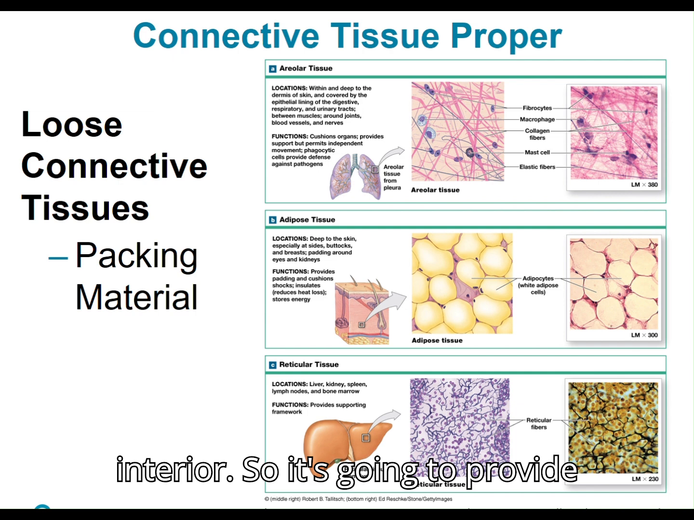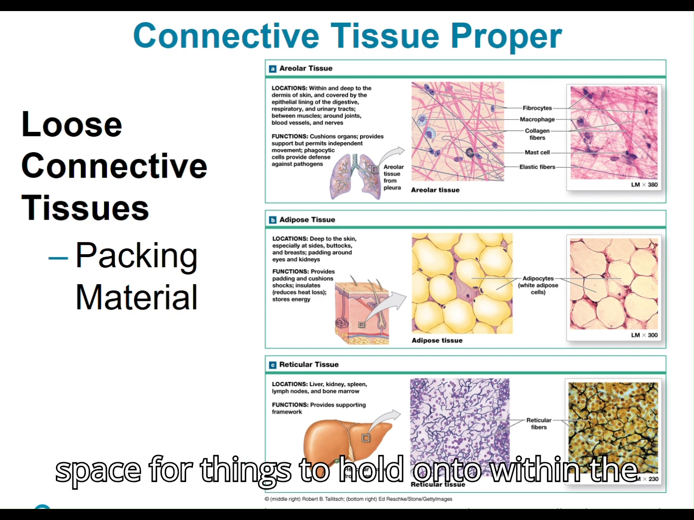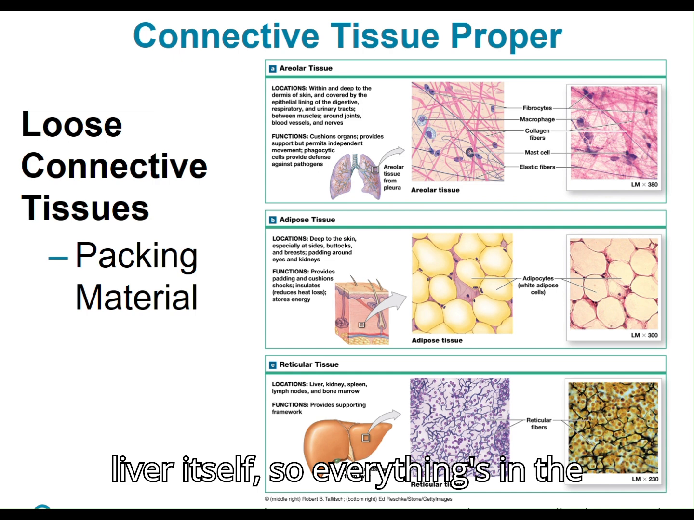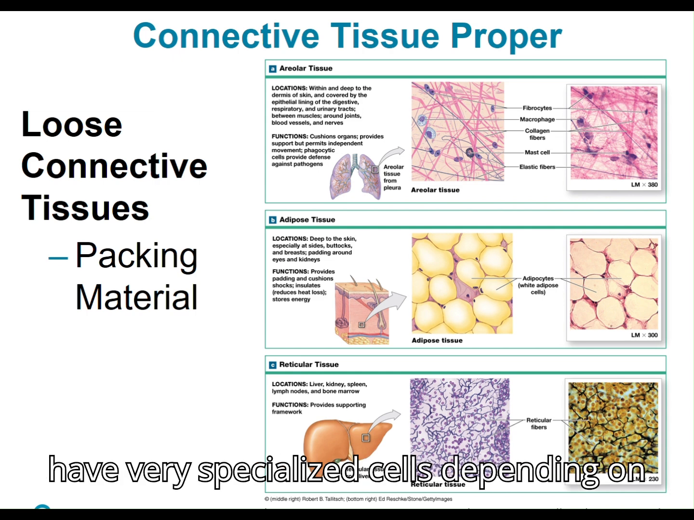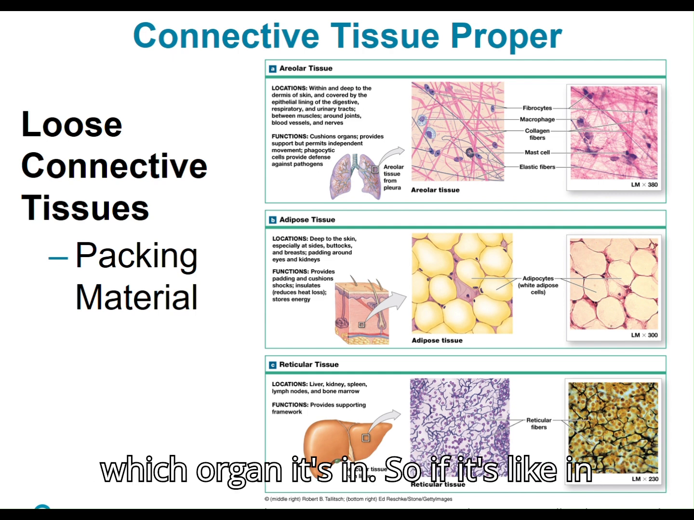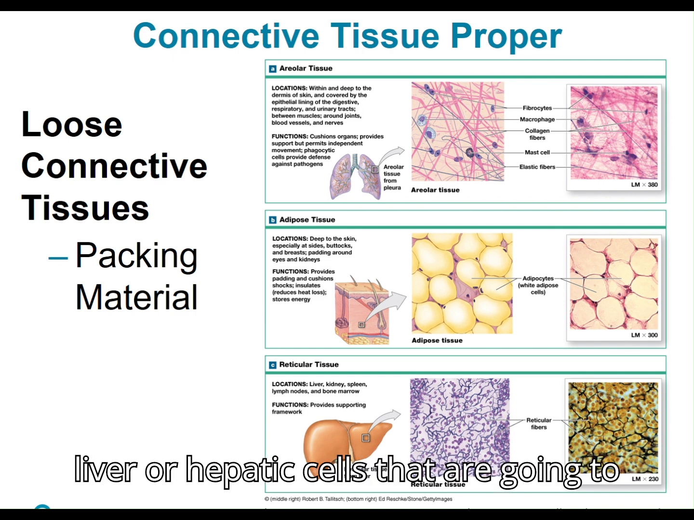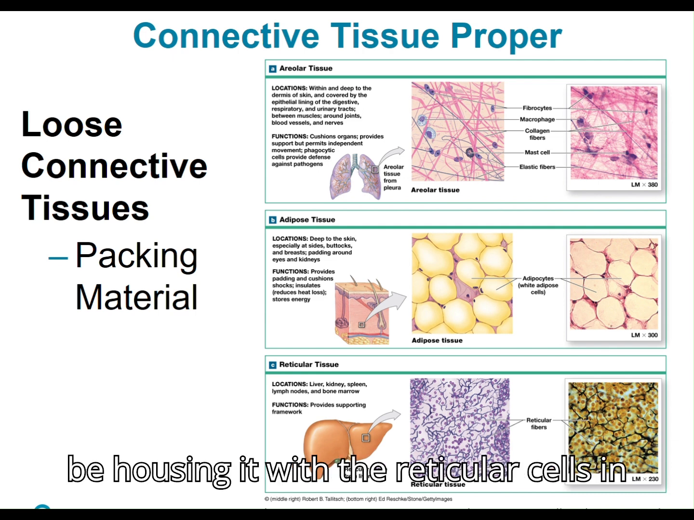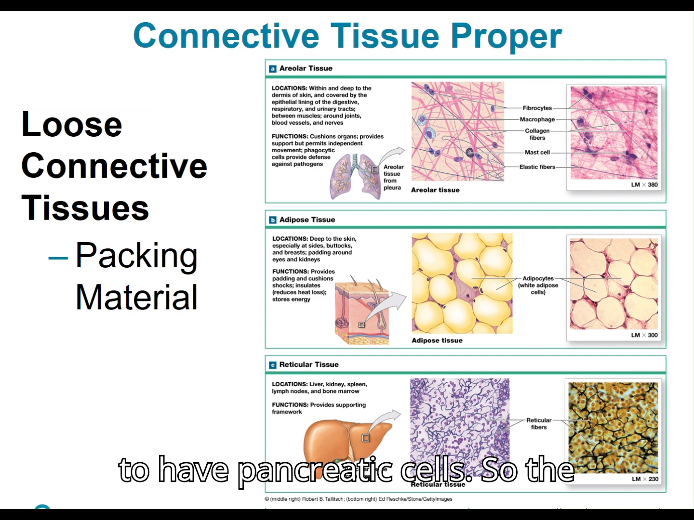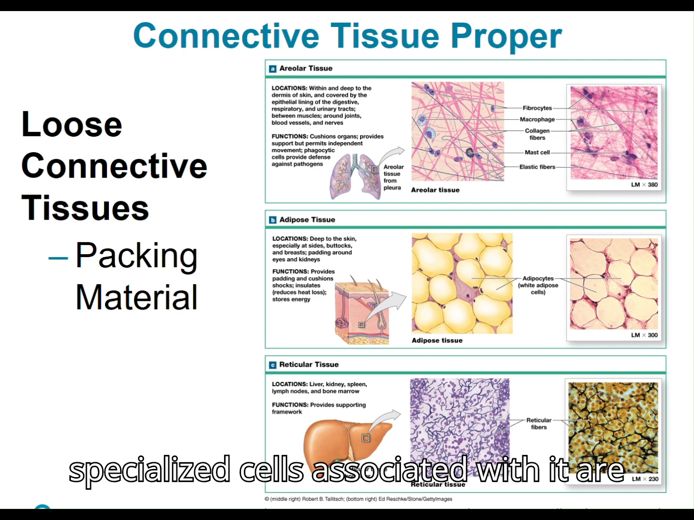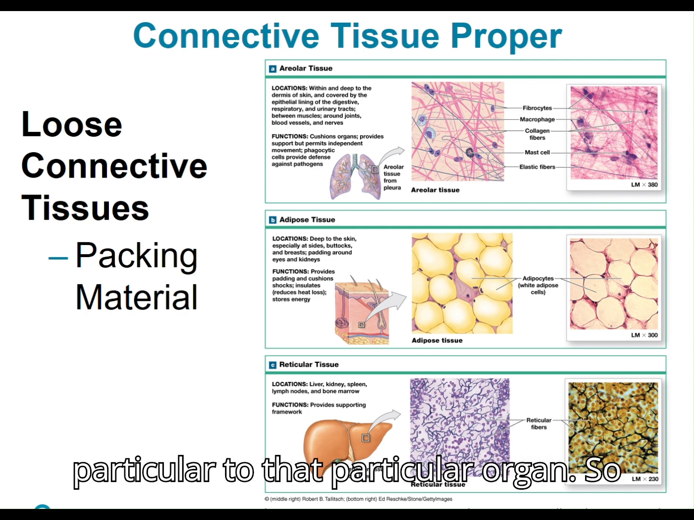So it's going to provide space for things to hold onto within the liver itself, so everything's in the correct spot within it. And it's going to have very specialized cells depending on which organ it's in. So if it's in the liver, then you have very special liver or hepatic cells that are going to be housed with the reticular cells in there. If this was a pancreas, it's going to have pancreatic cells. So the specialized cells associated with it are particular to that organ.